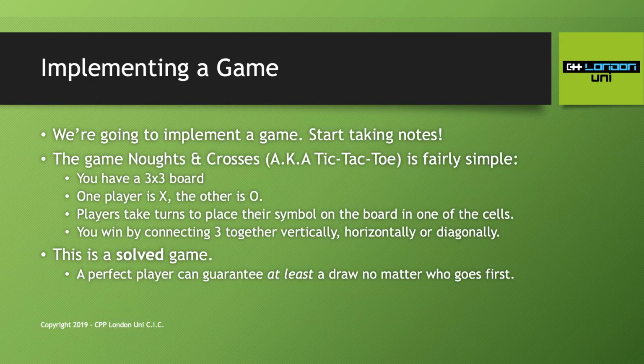A perfect player can guarantee at least a draw, no matter who goes first. So if you have two perfect players, two AI, for example, that have the algorithm, they will always draw. There will never be a winner in that case. So, as I said, they always win a draw.